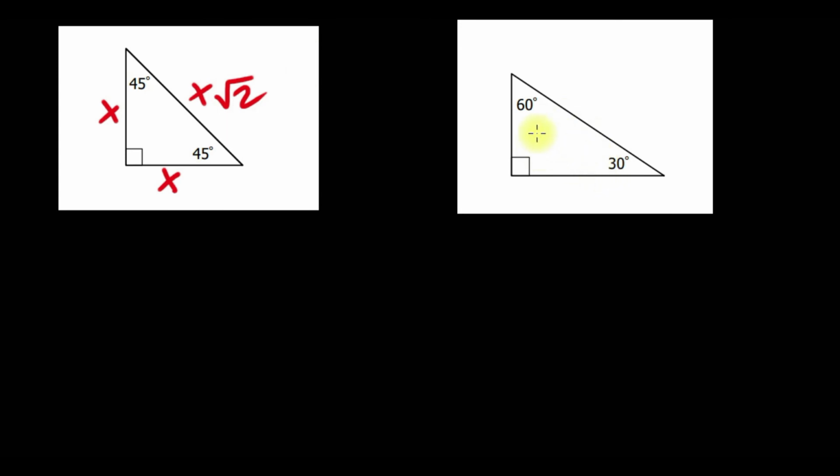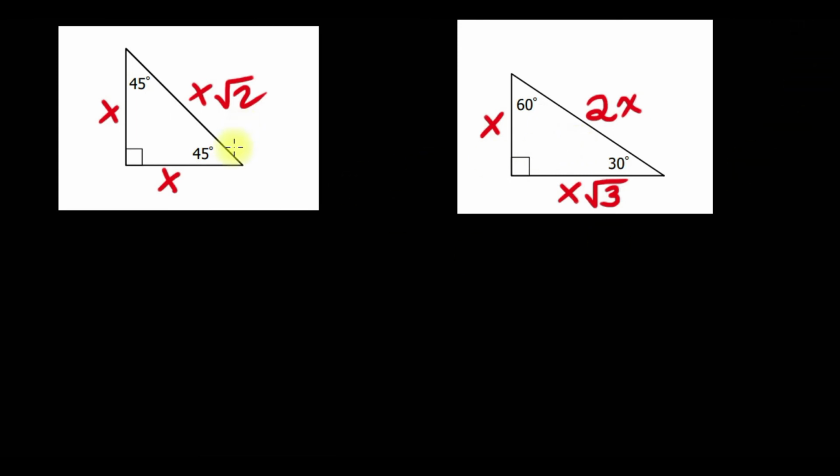Now for a 30, 60, 90 special right triangle, if the side that's opposite from the 30 is x, the side that's opposite from the 60 degree is going to be x times square root of 3. And the hypotenuse is going to be 2x. So to be able to find the values of the trig ratios, you need the knowledge of the side relationships in these 2 special right triangles.